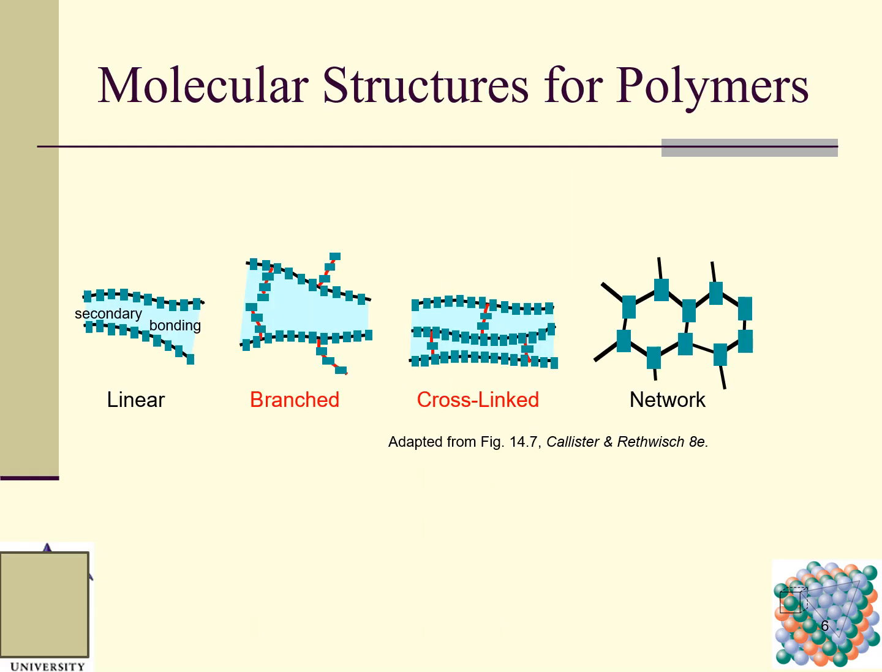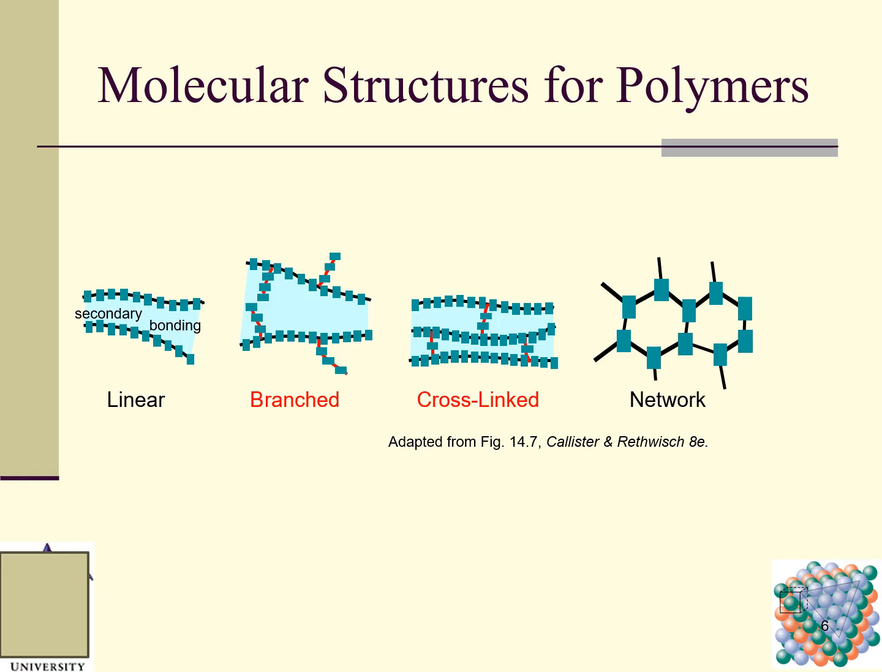No question. We talk about molecular structures for polymers. We have four different molecular structures for polymers. For the first one, we have linear. The chains are linear, and the interchain force is secondary, which is usually very, very weak. The second one is branched. You can see this is a backbone chain, and on each of these backbone chains we have some branches. So this is called a branched structure.